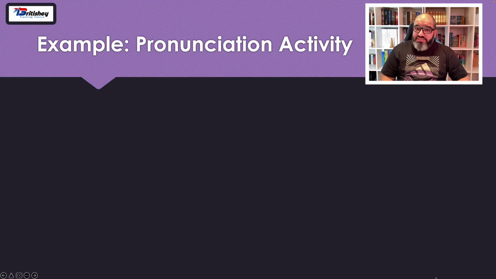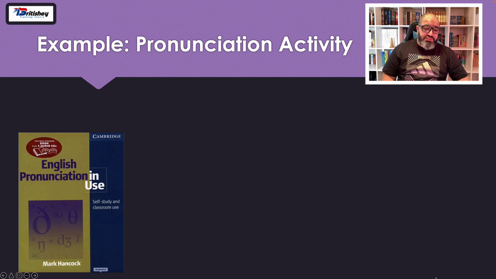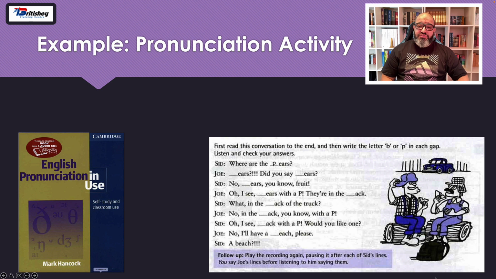Now, pronunciation activity. Look at this one. And I used English Pronunciation in Use by Mark Hancock. And look at this activity. It's first read the conversation to the end and then write the letter B or P in each. Listen and check and then follow up. Play the recording again, pausing it after each of Sid's lines. You say Joe's lines before listening to him saying them.